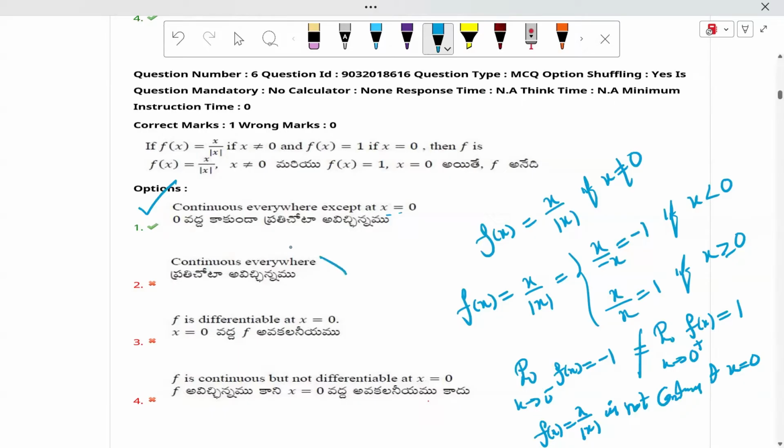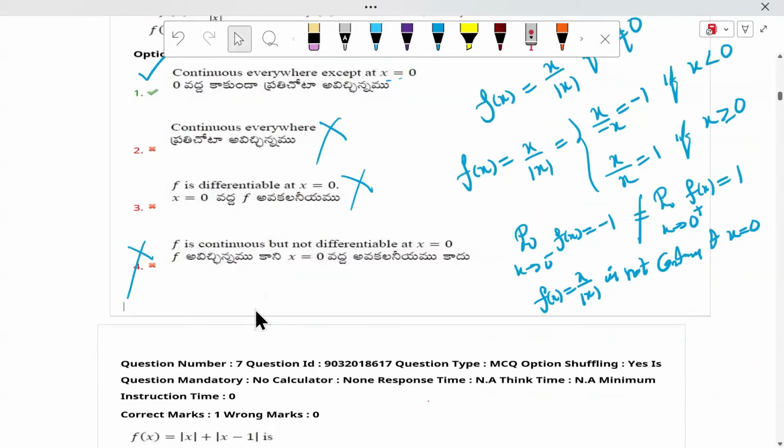Continuous everywhere is not. F is differentiable at x equal to 0? Not differentiable because sharp point వస్తుంది. F is continuous but not differentiable at x equal to 0. F is continuous and not continuous at x equal to 0 వద్ద. So it is the wrong option. So finally the right answer is f of x is continuous everywhere except x equal to 0.